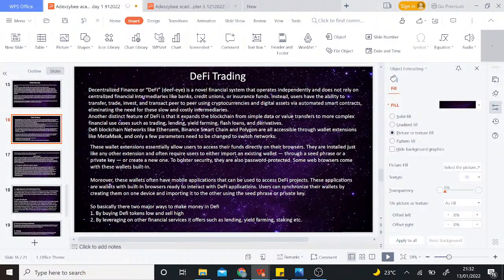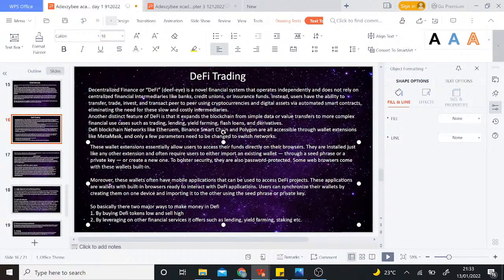And I have already explained to you how to buy coins on PancakeSwap. So you can use the same method to buy from Uniswap and other decentralized exchanges that offer DeFi stuff. Now, the second way is by leveraging on their financial services. For example, you can buy a coin now and just lend it out. Anybody that borrows it must pay back and pay you interest. Then you can do farming, yield farming, etc.